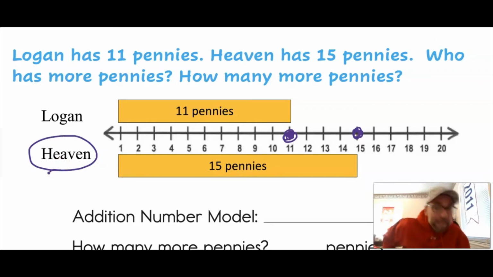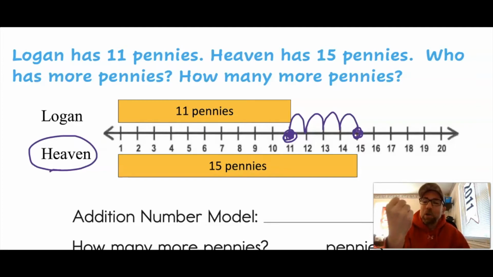Now, how many more pennies does Heaven have? Well, we're going to start at 11, and we're going to hop up until we get to 15, and we're going to be counting. So let's start at 11 and make our first hop. 1, 2, 3, 4. How many more pennies? 4 more pennies. Now let me show you how to do it without a number line.